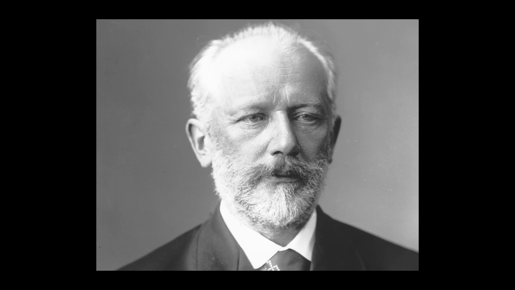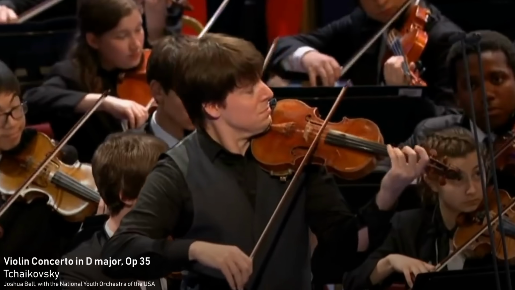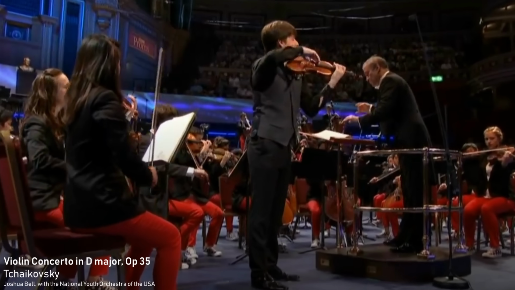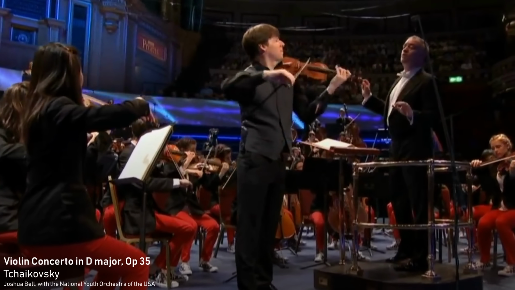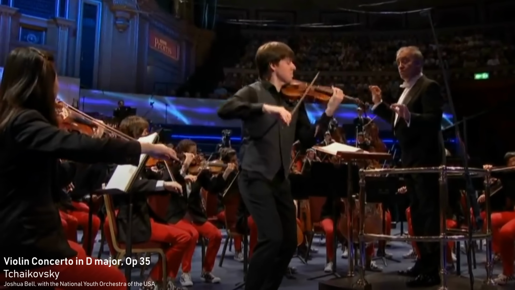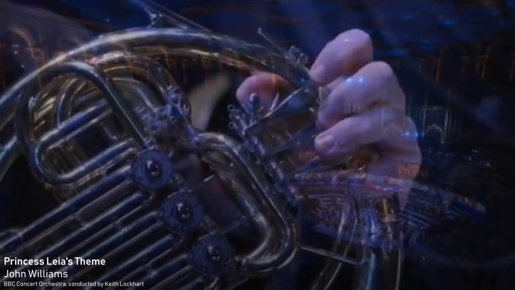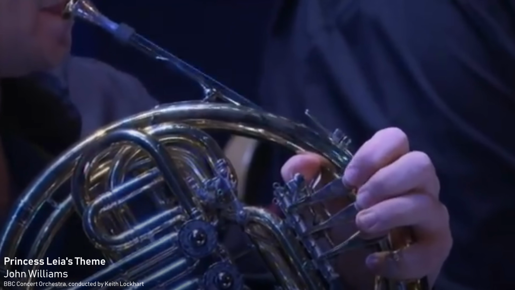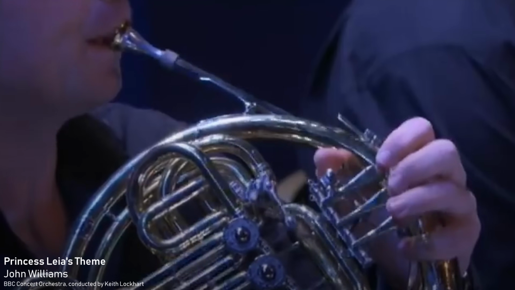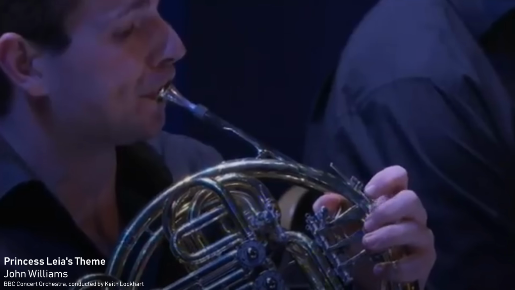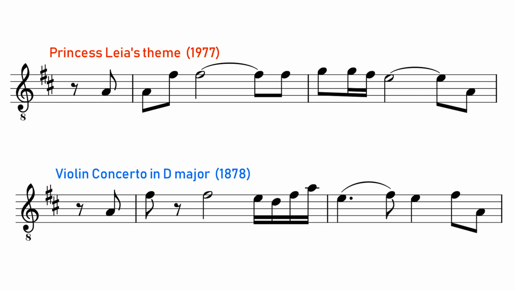Another composer who John Williams seemingly borrowed from is Tchaikovsky. For example, here is the opening of Tchaikovsky's famous violin concerto. And here is the opening of Princess Leia's theme from Star Wars. You can hear how Williams has borrowed the opening leap from A up to F sharp and then adapted it to create his own theme.